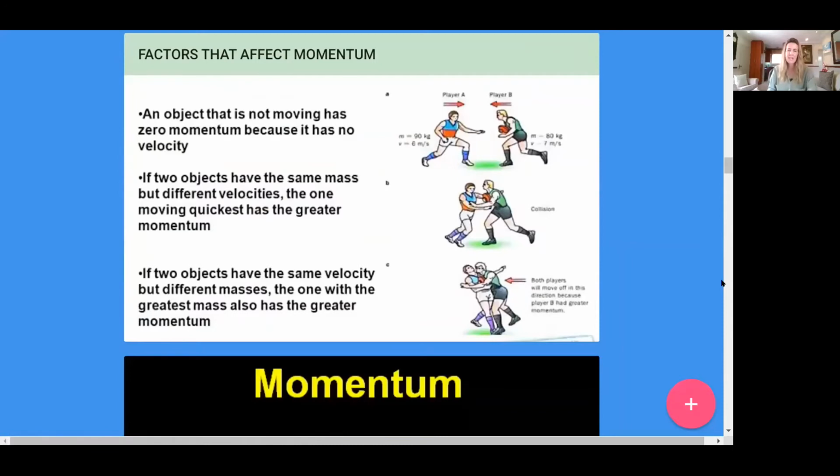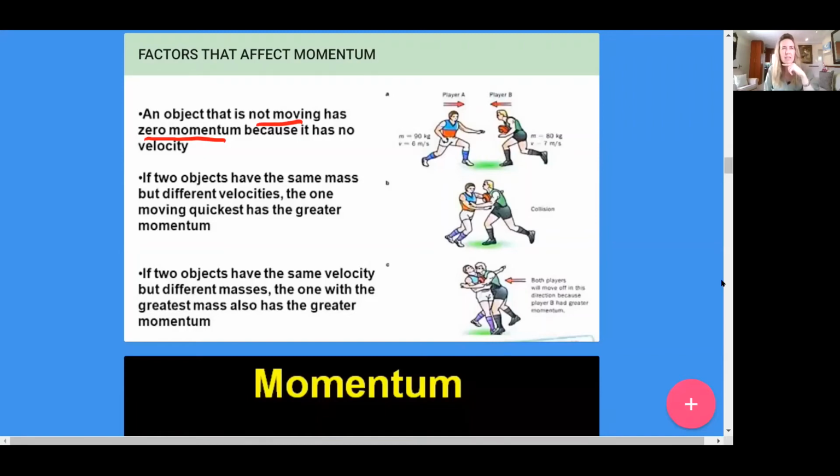We can therefore say that the factors that affect momentum are both speed and mass. An object with zero speed will have zero momentum if it's not moving. An object with zero mass will obviously not exist. That wouldn't be an object, but it would mean it has zero momentum.